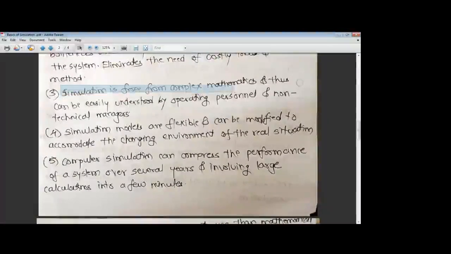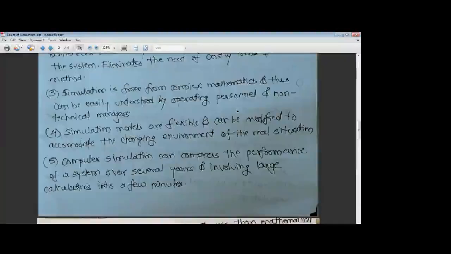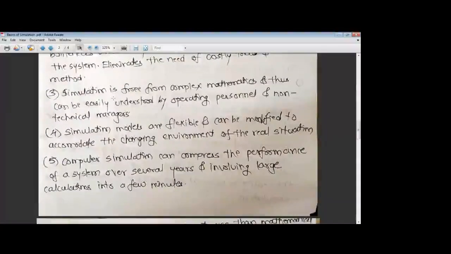Now, yes, simulation will involve complex mathematics, but because of the interface of the simulation, it can be easily understood by the operating personnel and the non-technical manager. So the operating personnel has to just provide an input, right? The non-technical manager has to just go for the analysis, but the complex mathematics is being handled by that particular computer. So it is free from complex mathematics for the person who is actually handling that particular system.